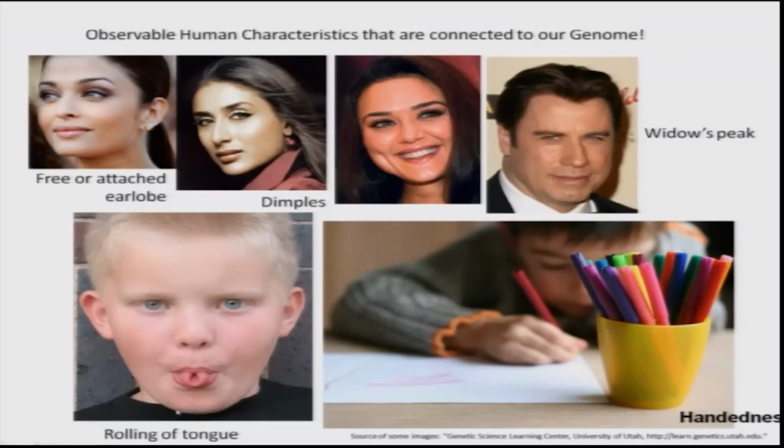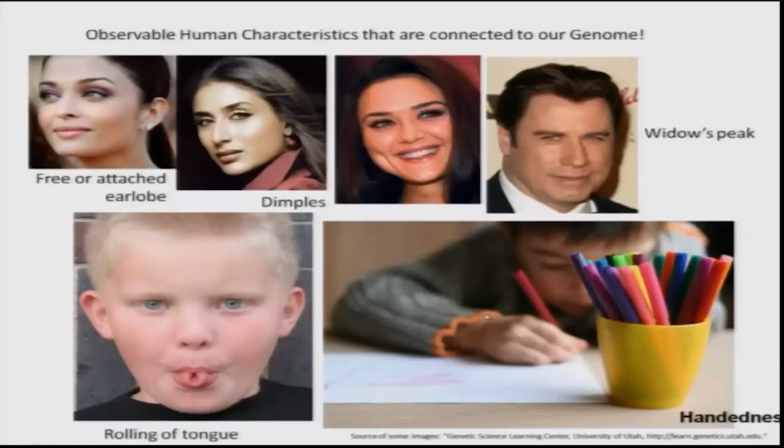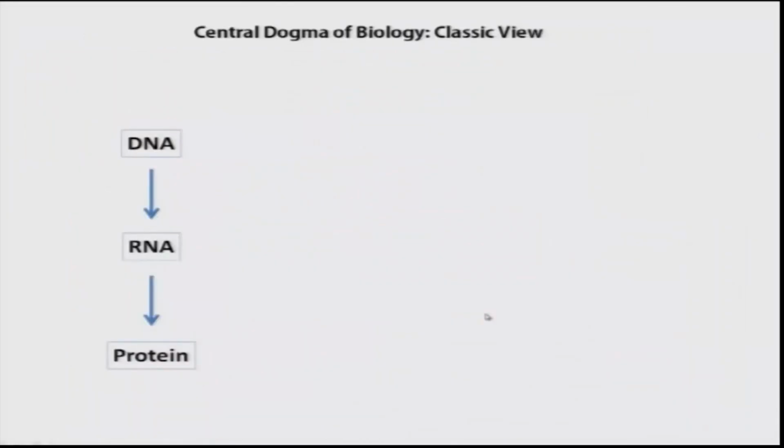Even the ability to roll the tongue or not is contributed by genes. It need not be that all these phenotypes are regulated by one particular gene; it could be a combination of them. But what is understood is that the genetic makeup of your body contributes to whether or not you are able to roll your tongue, whether you have a free or attached earlobe, whether you have dimples and so on. Even handedness, whether you are at ease using your left hand or right hand, is believed to be contributed by genes. So that's pretty much what you call genotype and phenotype correlations.